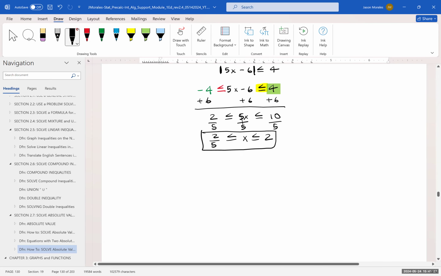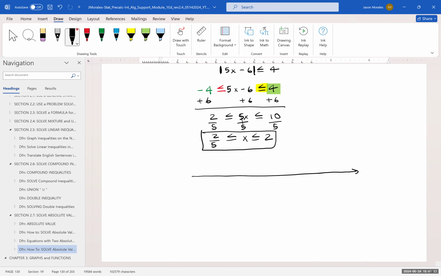All right, so let's look at this on a number line. I want to graph it. We're going to have 0, 1, 2. And let's see here, 2/5 will be somewhere right about here. We're going to use brackets because it's greater than or equal to. So this is at 2/5. And then we're going to have another bracket here at 2. And so it's everything in between.